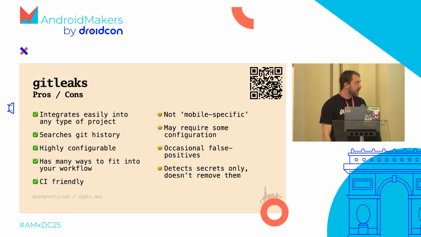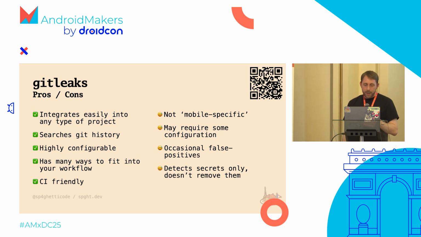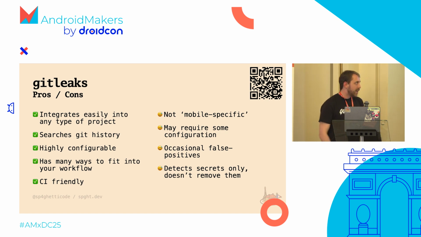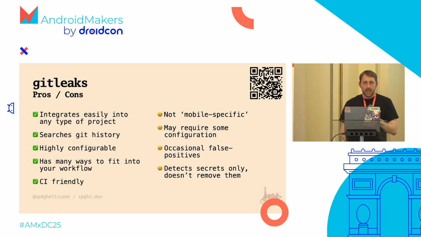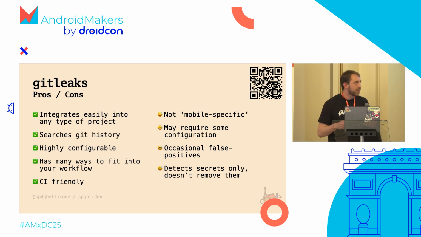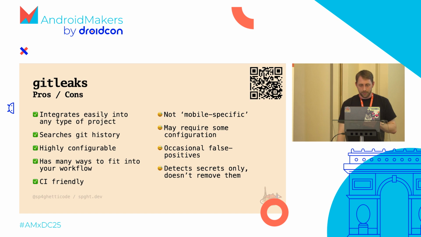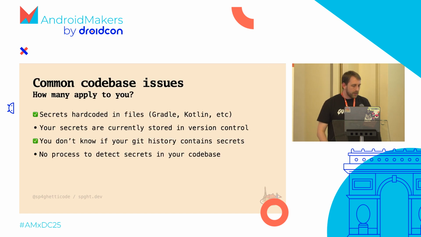It does occasionally, for me at least, provide quite a lot of false positives, so you have to be mindful: if it spits out results, are they ones you actually care about? And actually, this tool doesn't remove secrets, it just detects them. So this tool is very good as a warning flag to say, hey, there's secrets in the code, but then you need to actually action that afterwards. So yeah, let's talk about that now.